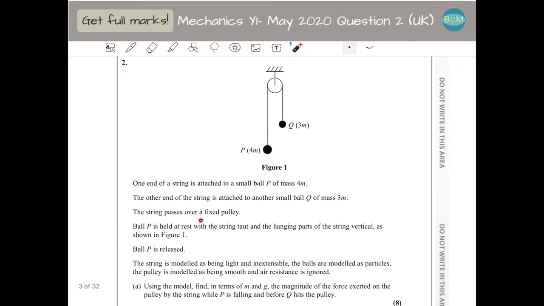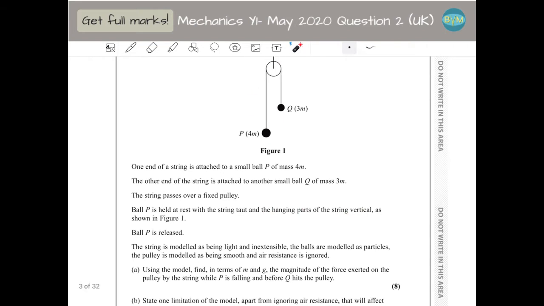The string passes over a fixed pulley. Ball P is held at rest with the string taut and the hanging parts of the string vertical, like in the figure. So ball P is released and the string is modeled as being light and inextensible. That will be the case in all of your questions. The balls are modeled as particles and the pulley is modeled as being smooth and the air resistance is ignored.